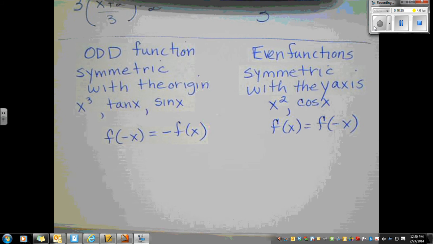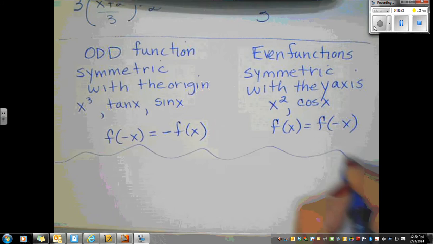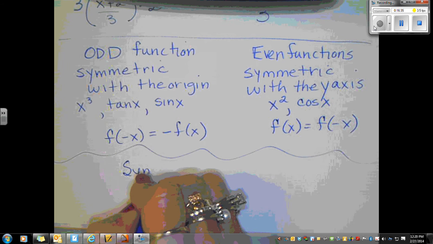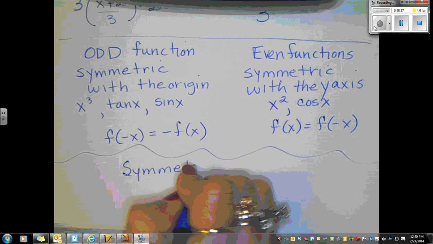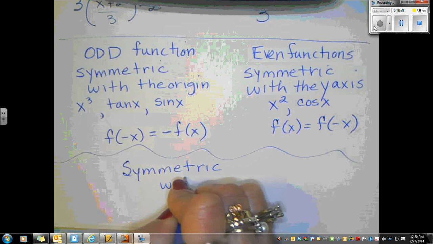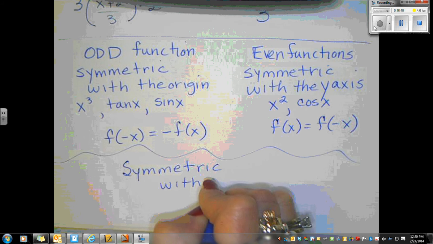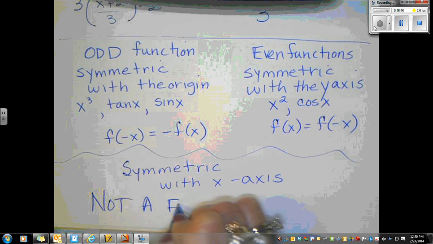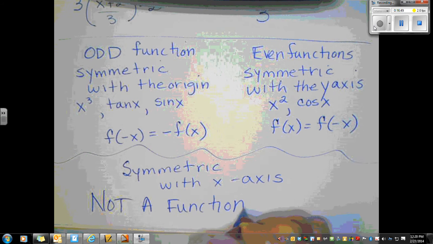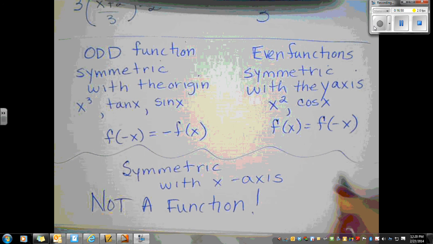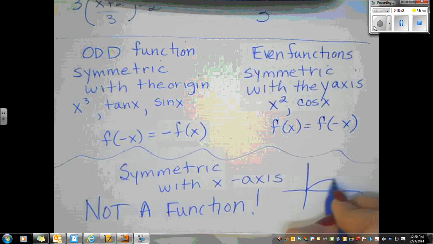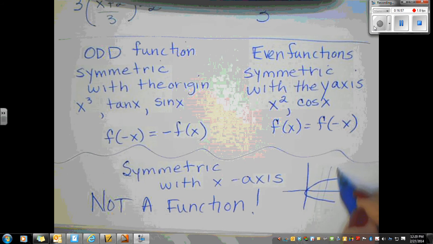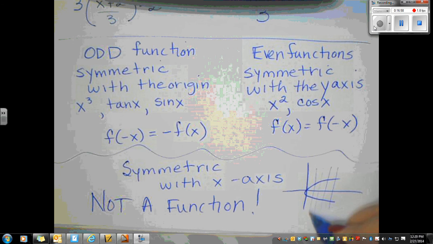Okay, if you are symmetric with the x-axis, you are not a function. Okay, remember, if you are symmetric with the x-axis, not a function. Remember, these are like parabolas that go like this. Remember that test you used to do? Okay, not a function.